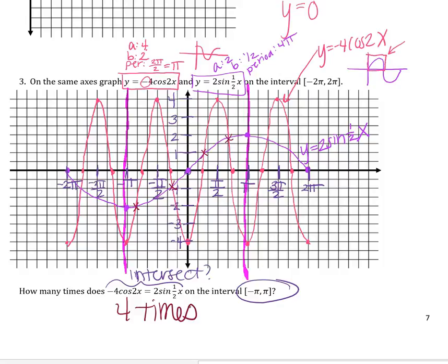Okay, so at this point now we know amplitude, which changes the height of the graph, and we now know frequency, so how many curves will happen between 0 and 2 pi, and period, which is how long it takes for one curve to occur.